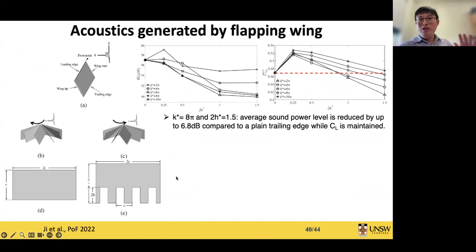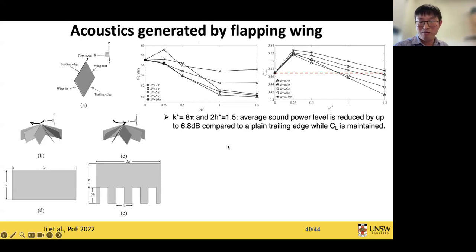So if we go to 3D conditions, this is the work of my best student, Shao. We introduce trailing edge serrations, and the conclusions are: when the wave number is 8 pi and the height is very large, 1.5, the average sound power level is reduced by up to 6.8 dB compared to a plain or regular trailing edge one, while CL is maintained.